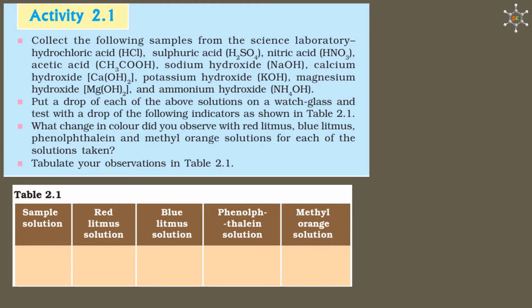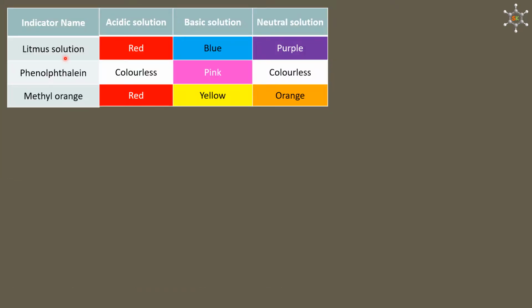In activity 2.1, we are asked to collect these samples and observe the color change associated with these samples upon using these indicators. Litmus solution indicator is red in acidic solution, blue in basic, and purple in neutral solution. Phenolphthalein is colorless in acidic and neutral solution, becomes pink in basic solution. Methyl orange is red in acidic, yellow in basic, and orange in neutral solution.